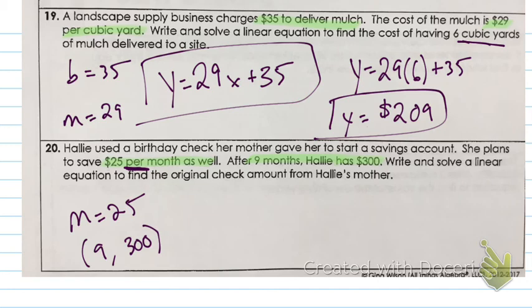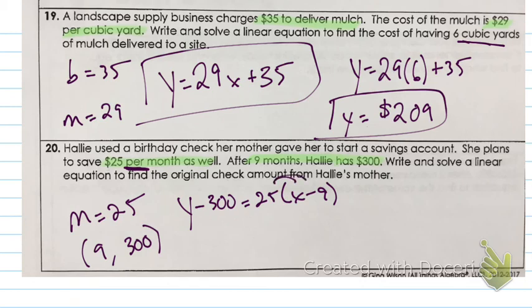Now, Nolan, I have a point and a slope. What equation do you think I might want to try using? Y minus y equals m, and then... Yeah, point-slope form, right? I got a point and a slope. Let's use point-slope form. So y minus y1 equals m times x minus x1. And what this is saying is, I'm saving $25 per month, and at 9 months I have $300.